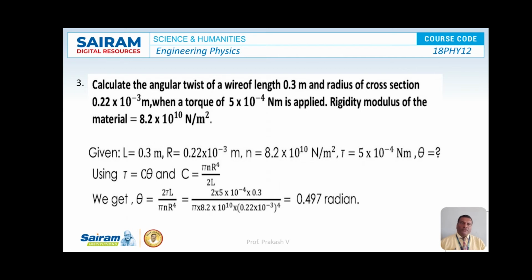On simplification, the twisting angle theta is equal to 0.497 radians. So this is the solution for this problem.